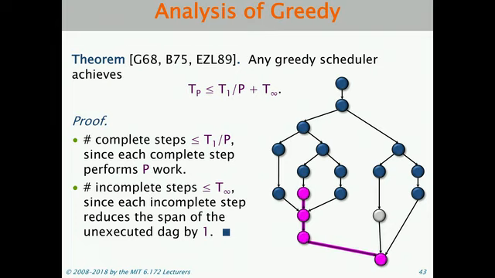And then the time bound here, T sub P, is just upper bounded by the sum of these two types of steps. Because after you execute T1 over P complete steps and T infinity incomplete steps, you must have finished the entire computation. So any questions?